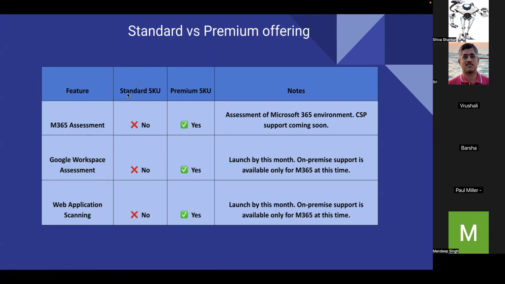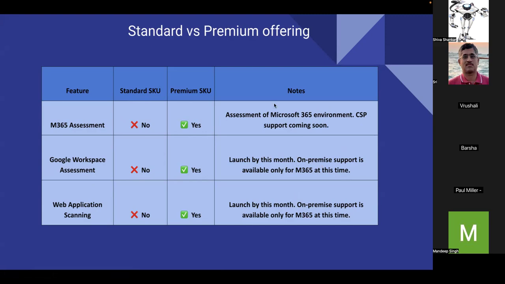This will not be available under the standard SKU. The timeline we have currently is that starting from 1st April, this should be live. Premium SKU will definitely have all these three features available. As Barsha rightly said, we already have the M365 beta available. That is for non-CSP. CSP support is coming soon for that. Google Workspace will be launching soon. And on-premise support is available.